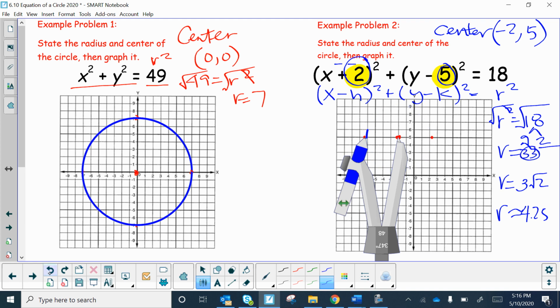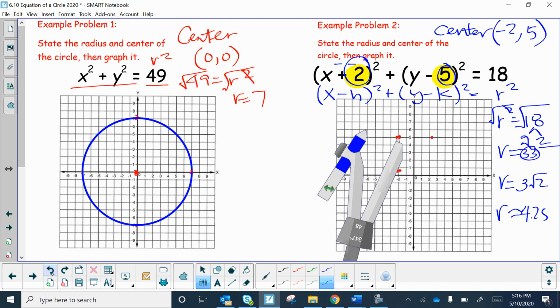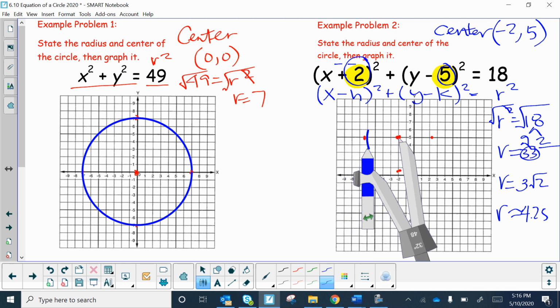Let's try it one more time. And again, it's okay. It's not going to be perfect. See, that looks like it's right on the thing. So I'm going to go a little bit further out.